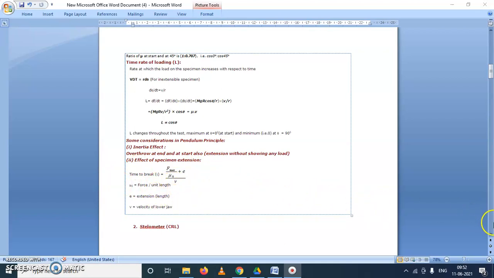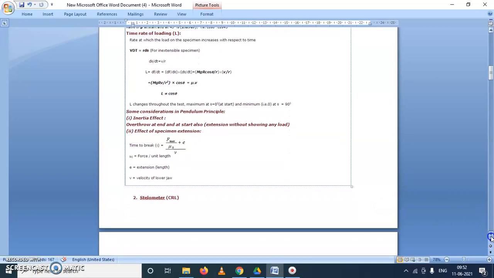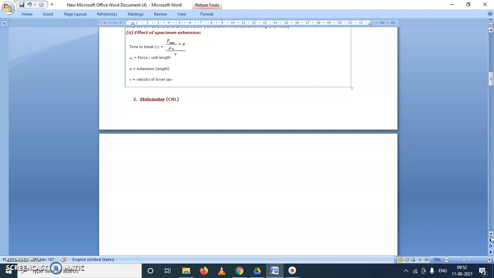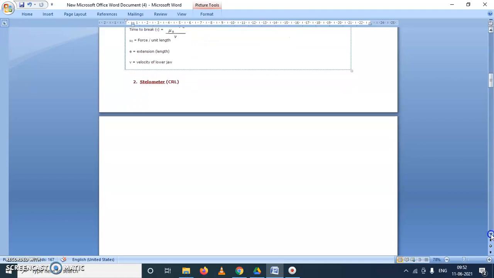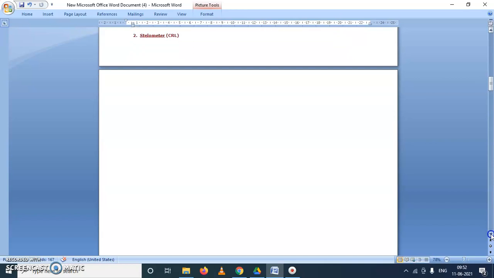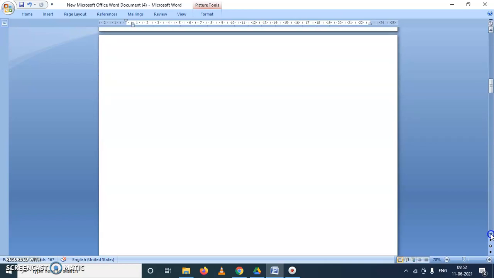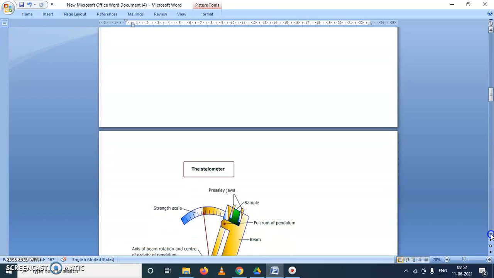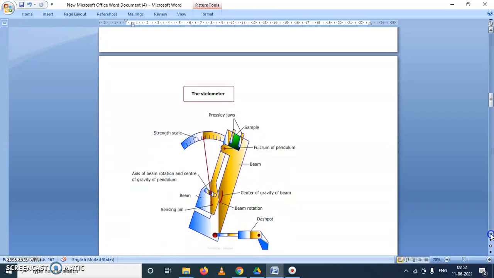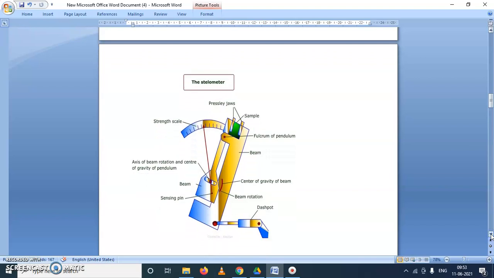Okay, the next instrument we'll discuss is the stellometer, which is a purely CRL based instrument. Number 2, it is used only for fiber bundle strength testing, tensile testing. It is a gravimetric instrument, and it is based on the pendulum lever principle. And why is it named stellometer? Because it gives us the strength as well as elongation. So ST from strength and EL from elongation gives its name, STEL, stellometer.